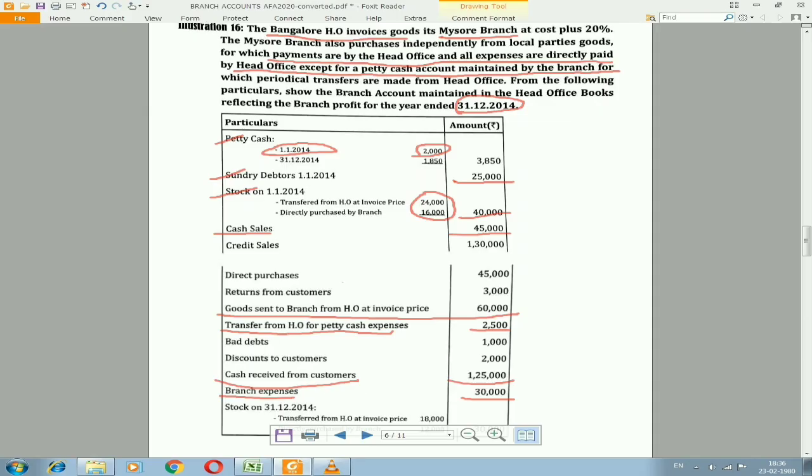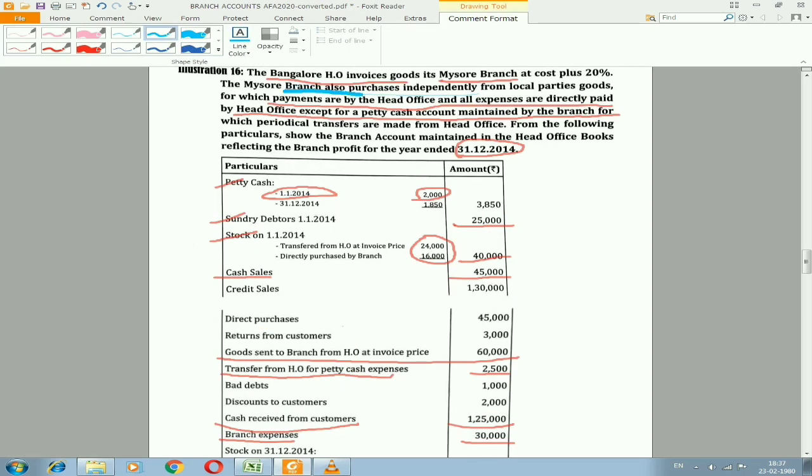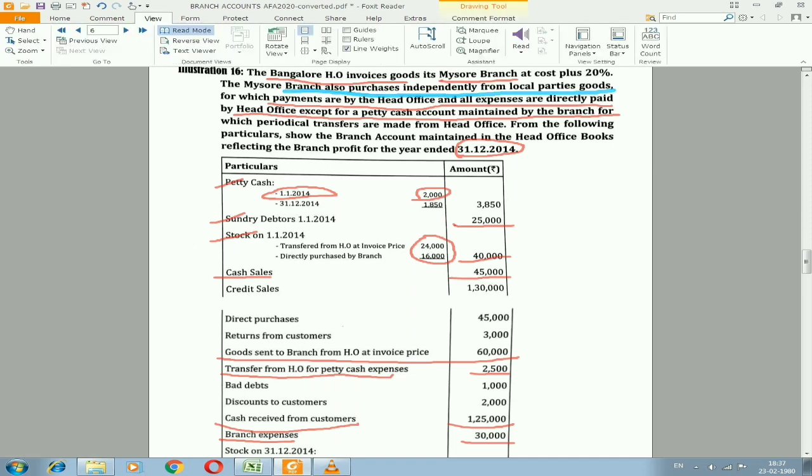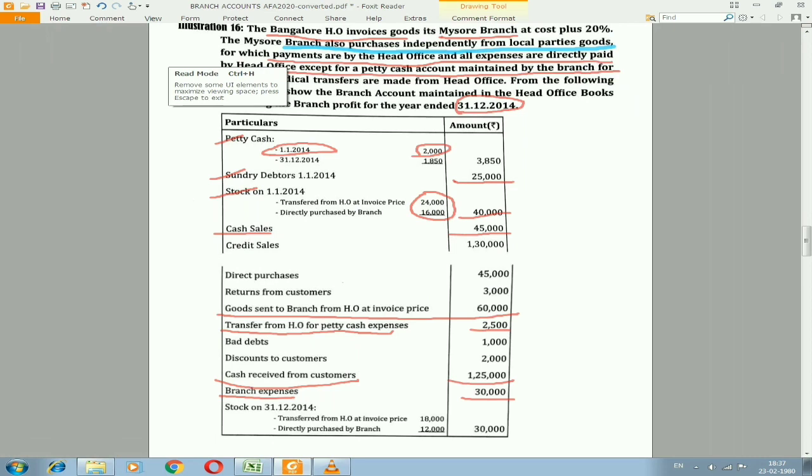In this illustration, the branch is incurring an expenditure independently. You can see the sentence, branch also purchases goods independently from local parties. In that sentence, they have also mentioned that for that direct purchase, the head office will pay the money. But in the illustration, we have a direct purchase of rupees 45,000, and for this direct expense, the head office has not sent any money to meet it. So that is the reason this expenditure needs to be borne by the branch itself.